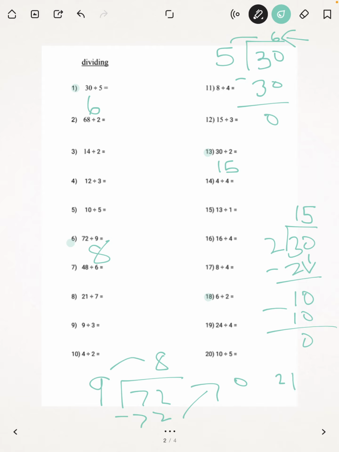6 divided by 2. 2 divided by 6. 2 does go into 6 3 times. 3 times 2 equals 6. Subtract, 0. Then it equals 3.